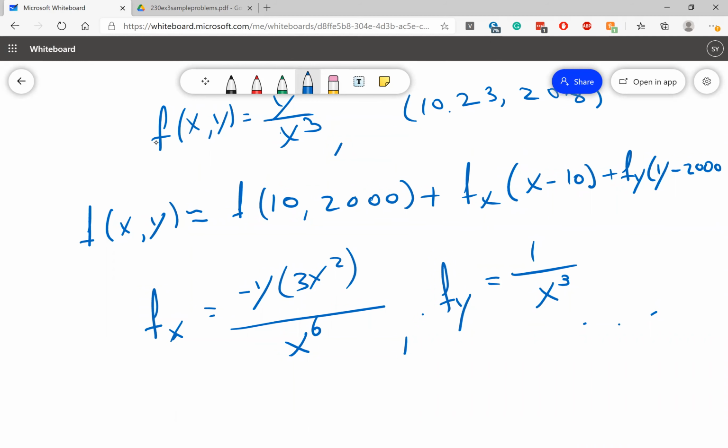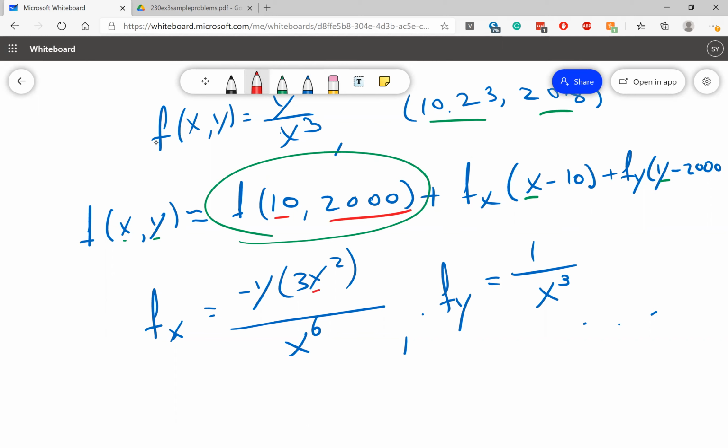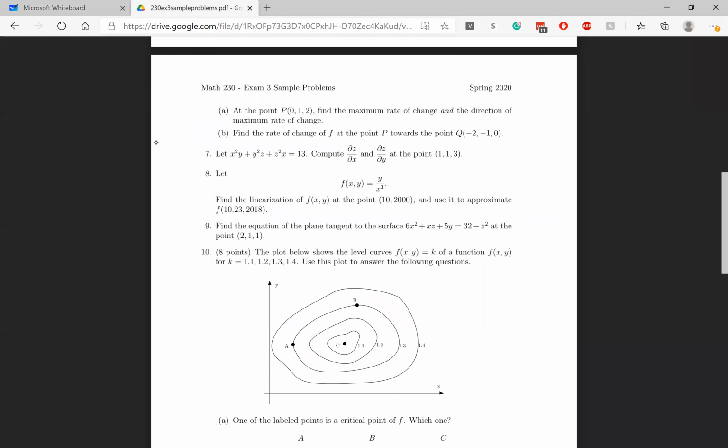So I'm not going to plug in the numbers, but you can do the same thing that we just did. Plug in all the numbers that we need to, here, here, here, and here. We would need to plug 10 into our x and 2000 into our y. Okay, so I'm going to leave the rest to you.